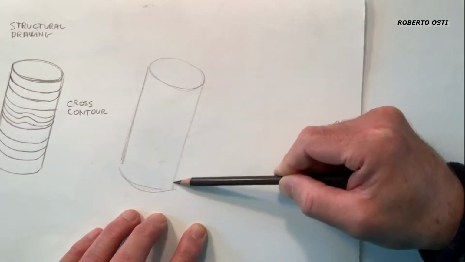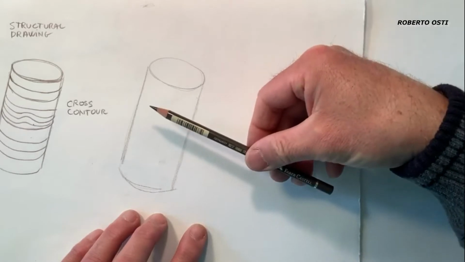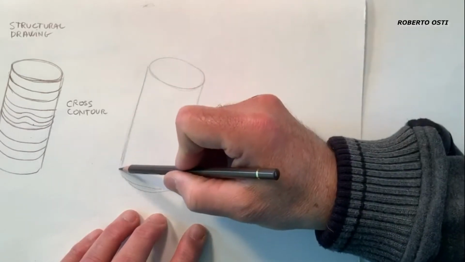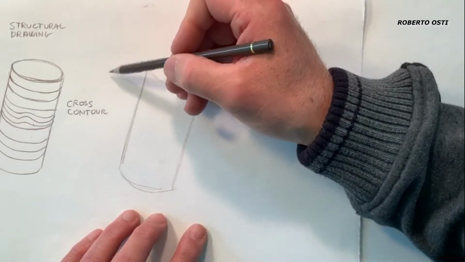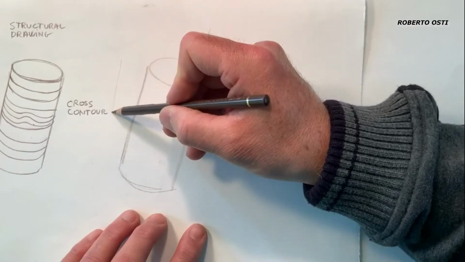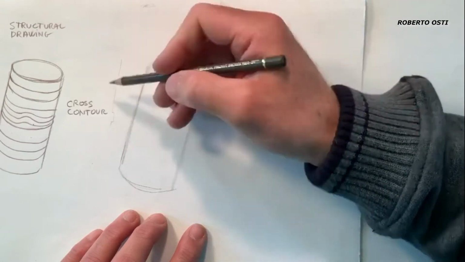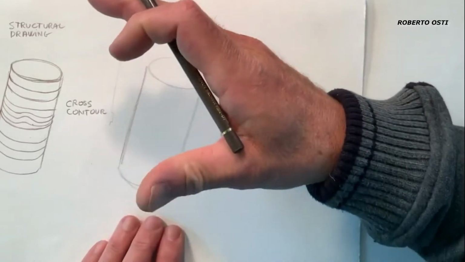You notice that for drawing this cylinder, I use the pencil in a different way. I hold the pencil in a different way. We can start talking about mark making also. If I draw like this, I have high precision, because I can really control the line. I want the line to do exactly what I want it to do.